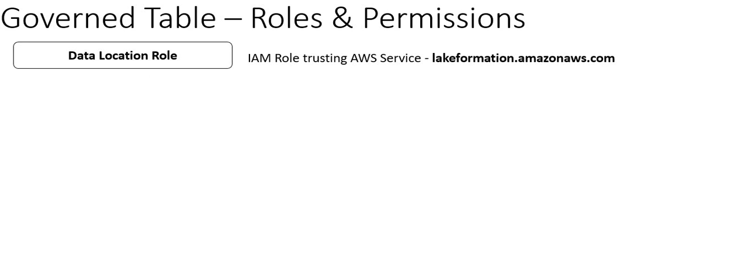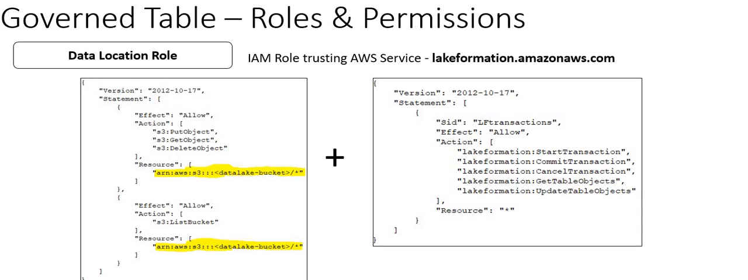Let's start with the data location role. This data location role is actually an IAM role which has a trust relationship with Lake Formation. So it is a trusted role for AWS Lake Formation, and this role is used by Lake Formation to access your data location and manage the transaction, like the rollback behavior and commit behavior. So what permissions should the data location role have? It should have two permissions. One permission is on the data location itself. You can see here, it's giving put object, get object, delete object permission on the data lake bucket. This is the bucket which is used by your data in Lake Formation.